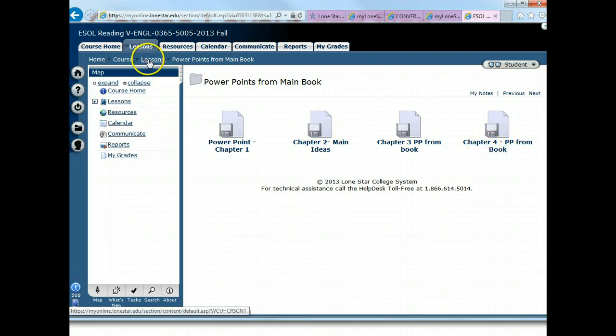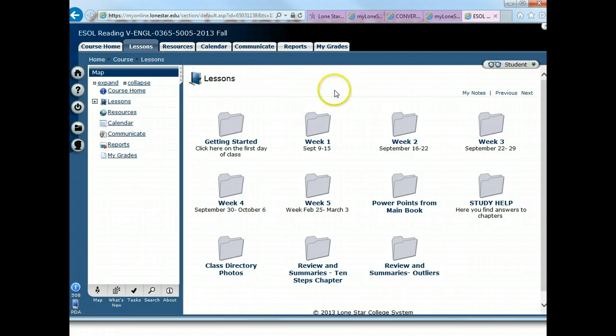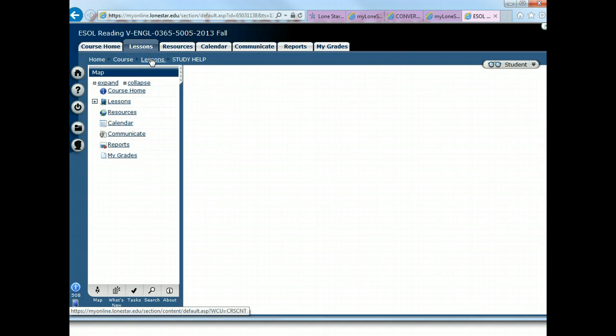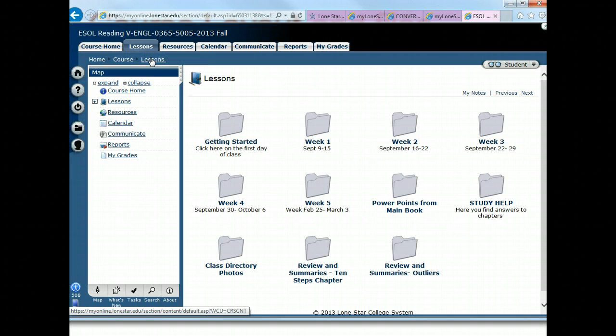The other thing that I want you to make sure that you check is the study help. Here I have the answers for the chapter. So if last week you did 6 mastery tests, all the answers are there. Make sure that you review your answers, and I normally put those answers at the end of the week. So these are the answers for last week.